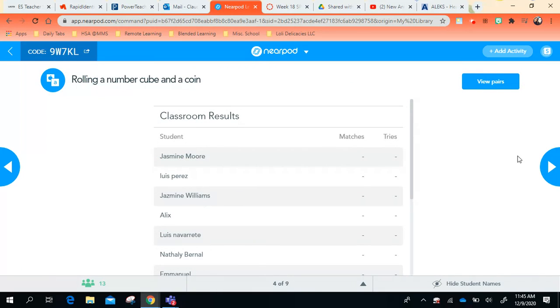Okay, so keep in mind the matching deals with rolling a number cube and a coin. Remember, when we're talking about "and" as our key word, are we adding or multiplying? We're multiplying. So remember, you're taking the first fraction times the second fraction.